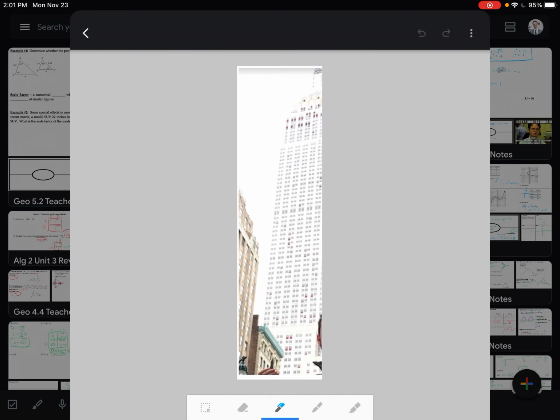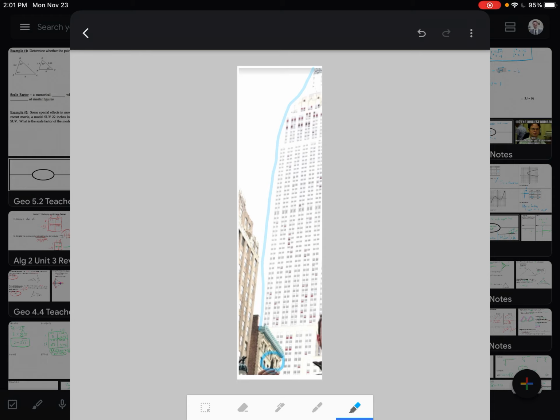So I had my wife take this picture of me. This is in New York City. And when I think of similar figures and similar polygons, I think of those little scale model replicas you can buy. So in the background, we can see the big version here of the Empire State Building. And actually, this is my hand, and right there is a scale factor replica.